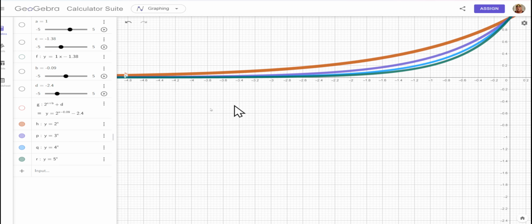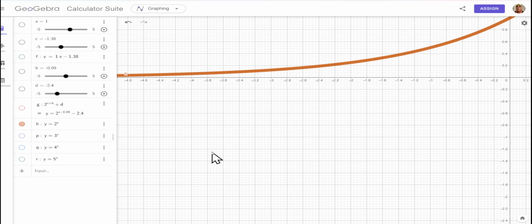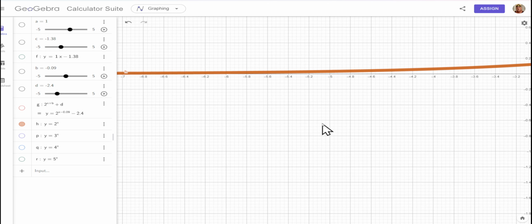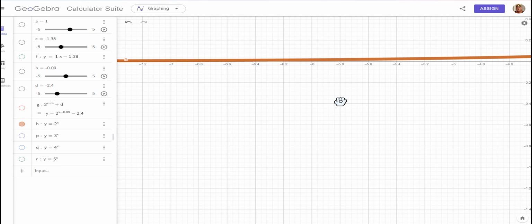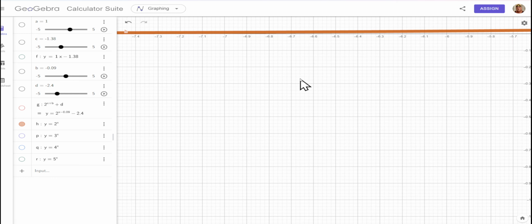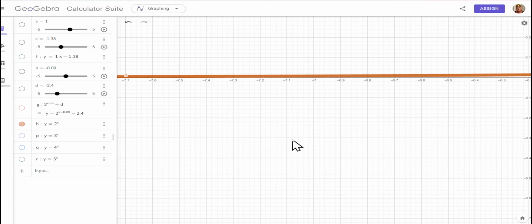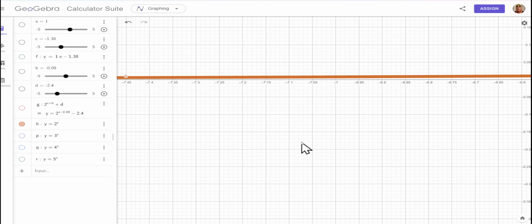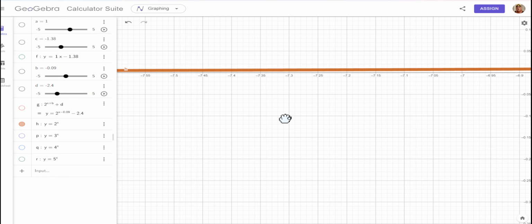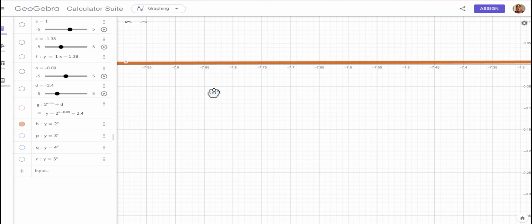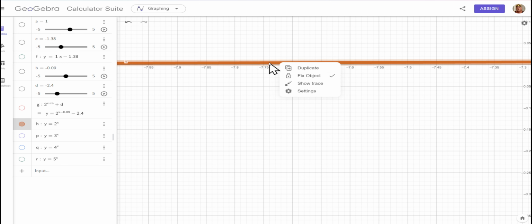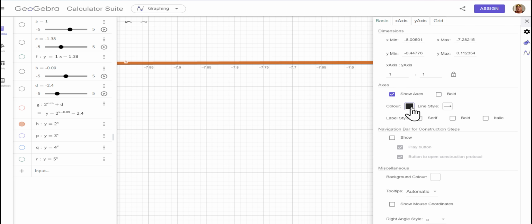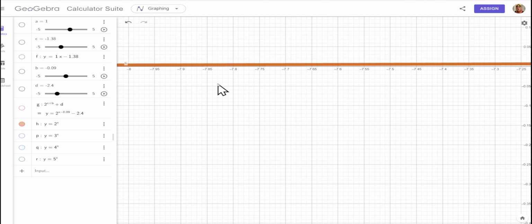Just to show you that it never actually touches the x-axis, I'm going to zoom in, and it's getting closer and closer and closer to that x-axis as I zoom in, but it never quite gets there. It kind of looks like it's crossing it because I've changed the settings for that line so you can see it. But it never quite gets there.